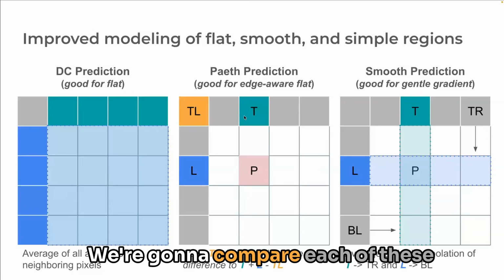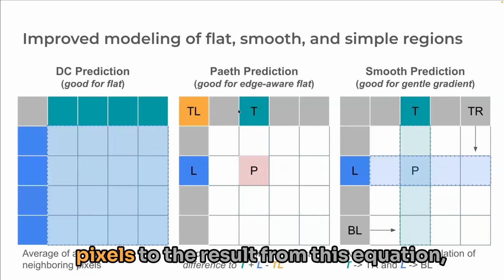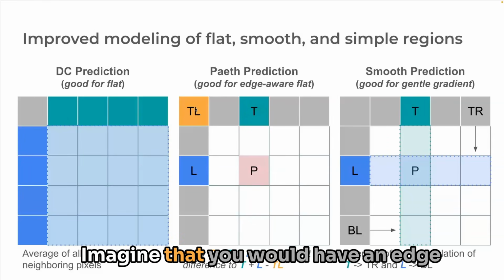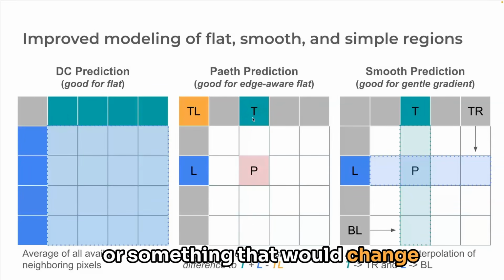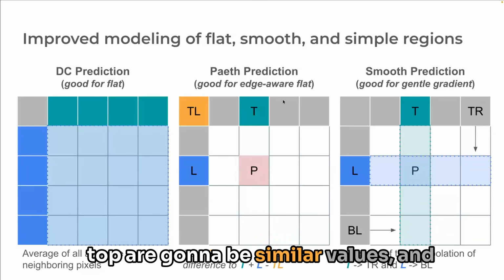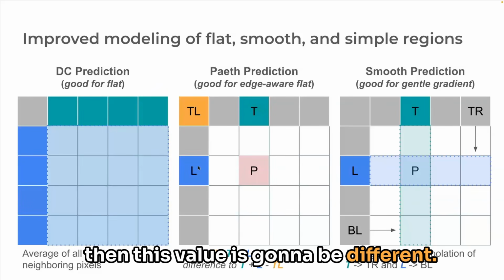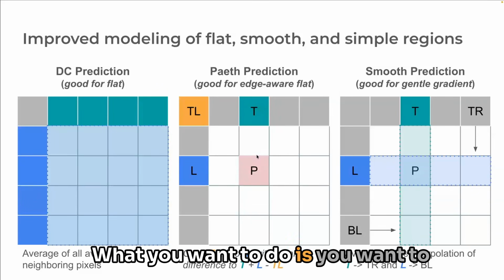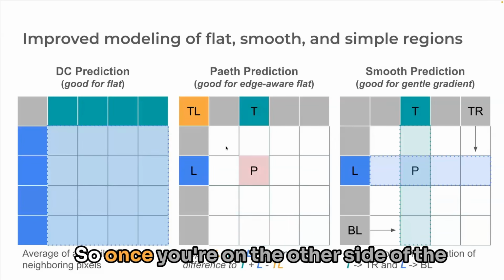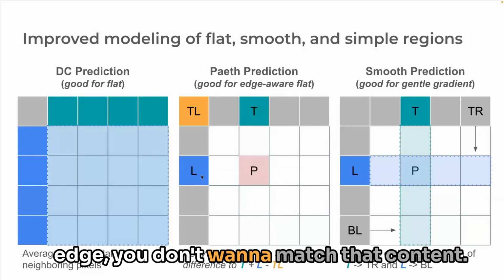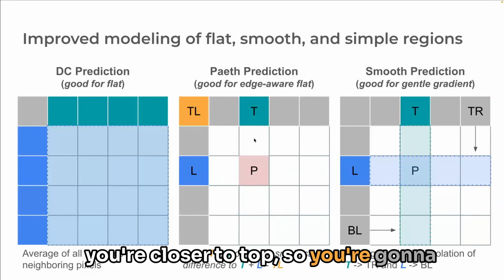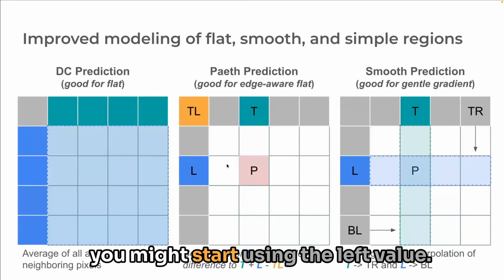We're going to compare each of these pixels to the result from this equation, and we're going to take the closest one. Imagine that you would have an edge or something that would change the content, but maybe top left and top are going to be similar values, and then this value is going to be different. What you want to do is you want to be able to pick up on that and pick the closest value. So once you're on the other side of the edge, you don't want to match that content. At the beginning, maybe on top here, you're closer to top. So you're going to use that value, and as you go down, you might start using the left value.